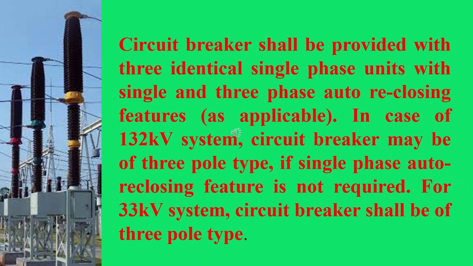Circuit breaker shall be provided with three identical single phase units with single and three phase auto reclosing features as applicable. In case of 132 kV system, circuit breaker may be of three pole type if single phase auto reclosing feature is not required. For 33 kV system, circuit breaker shall be of three pole type.